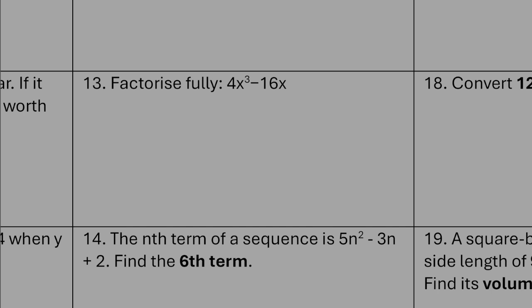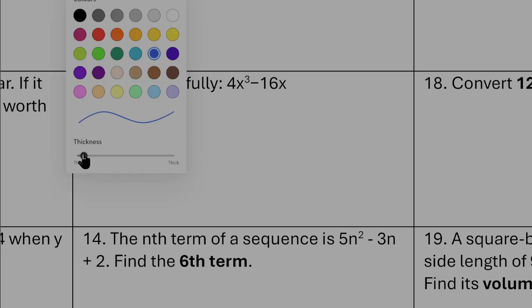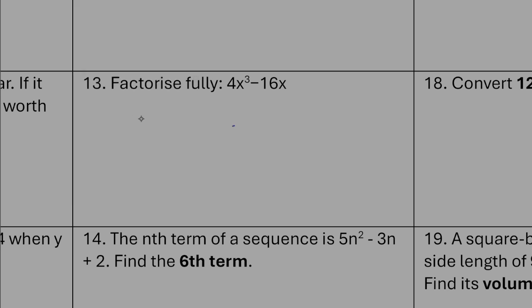Right, so for this one, I'm going to start by factorizing. So I'm going to start by taking a common term out. So both these numbers can actually be multiplied by 4x. So what I'm going to do is I'm going to start by taking 4x out as a common factor. So if I take 4x out as a common factor, that leaves me with x squared minus 4.